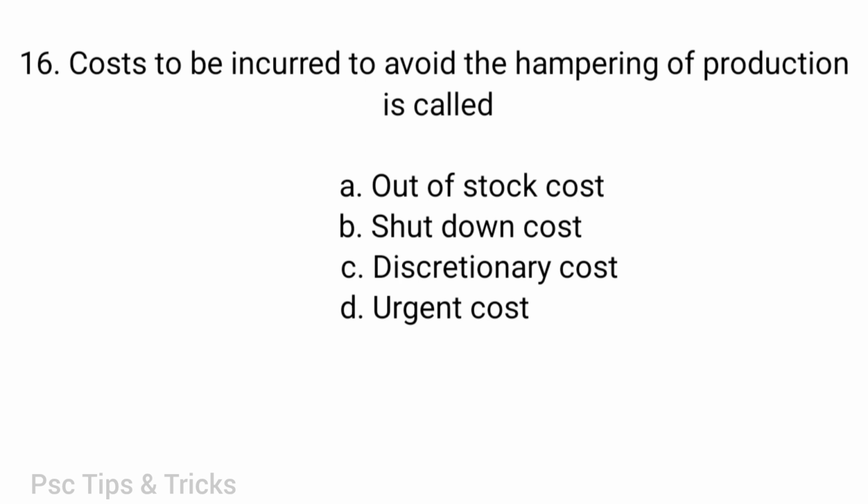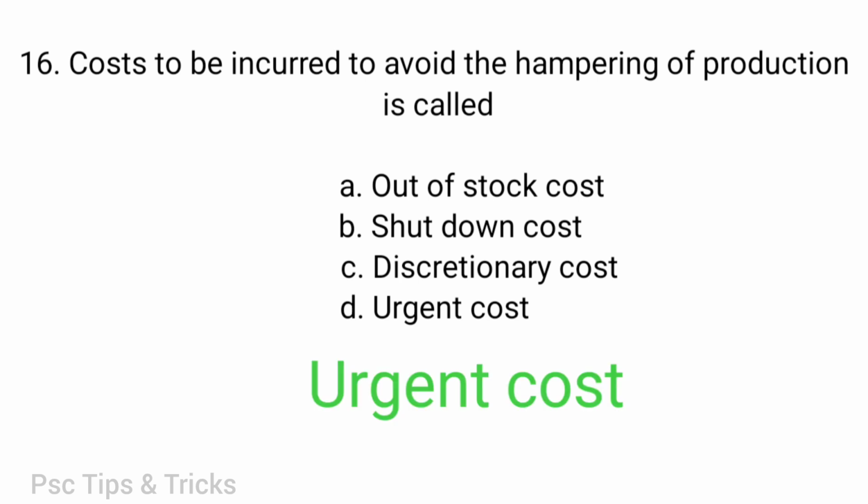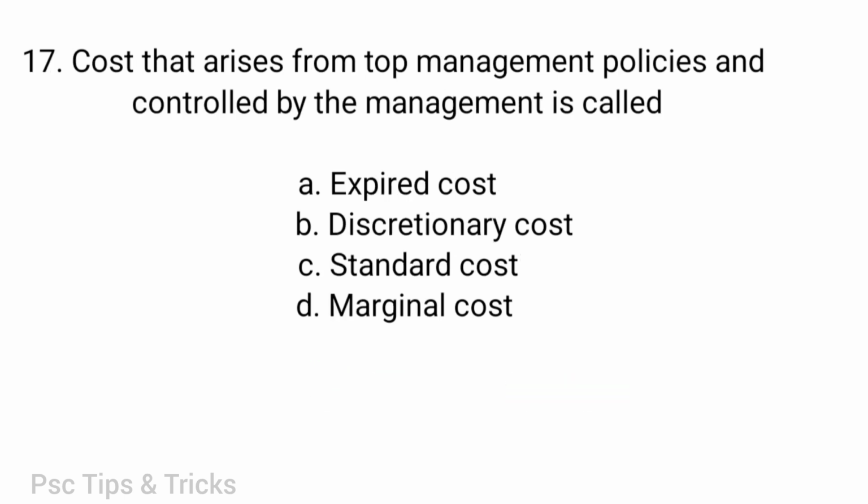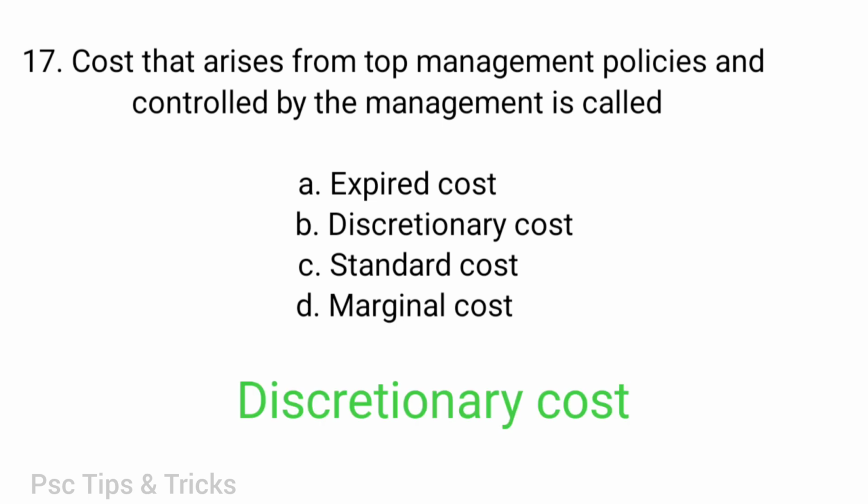Cost to be incurred to avoid the hampering of production is called out of stock cost, shutdown cost, discretionary cost, urgent cost. Urgent cost. Cost that arises from top management policy and controlled by the management is called expired cost, discretionary cost, standard cost, marginal cost. Discretionary cost.